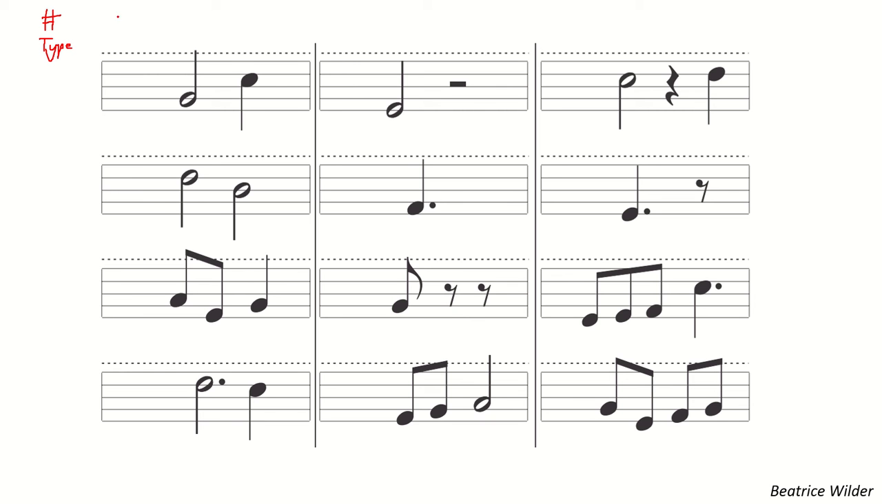And that 4 underneath is a crotchet, and an 8 underneath is a quaver.